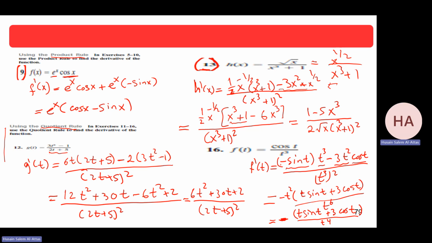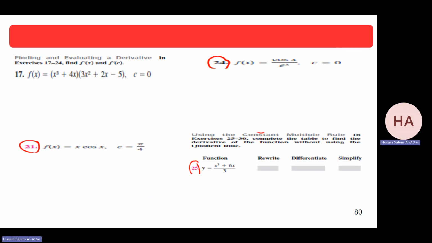Okay, it's just calculation. Finding and evaluating a derivative. It's not only finding the derivative, I need to evaluate it at a value. So we'll do the derivative. I have a product of two functions. I have f prime, the derivative of the first, which is 3x squared plus 4, times the second, plus the first times the derivative of the second, which is 6x plus 2.